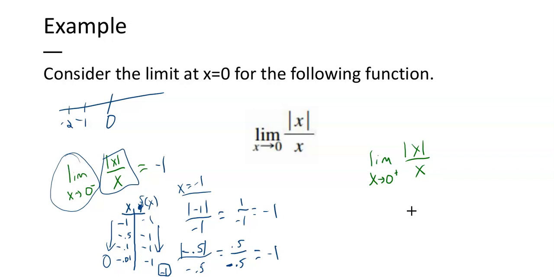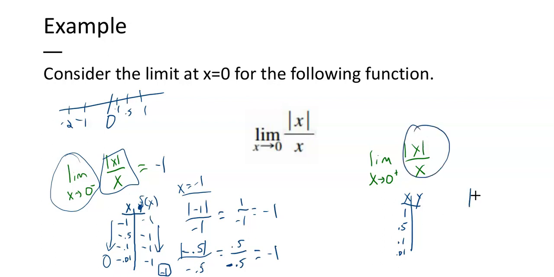From the right-hand side of 0, right? So from over here, we'll have positive 1, positive 0.5, positive 0.1. That would be approaching 0 from the right-hand side. So we'll start at 1 because that's the furthest number away, and then we're going to keep getting closer and closer by picking smaller and smaller numbers as we get closer to 0. Plug that into this function here.